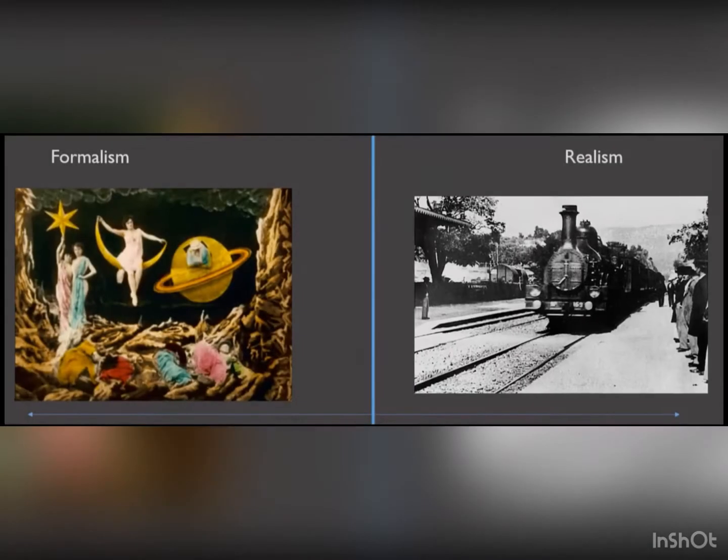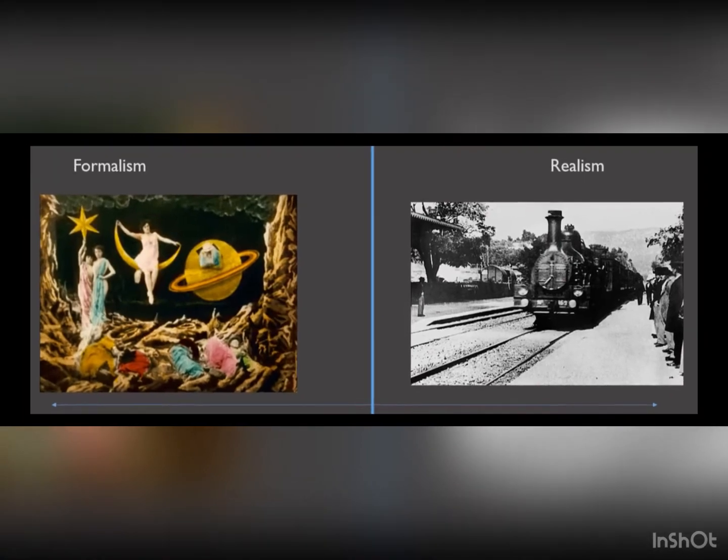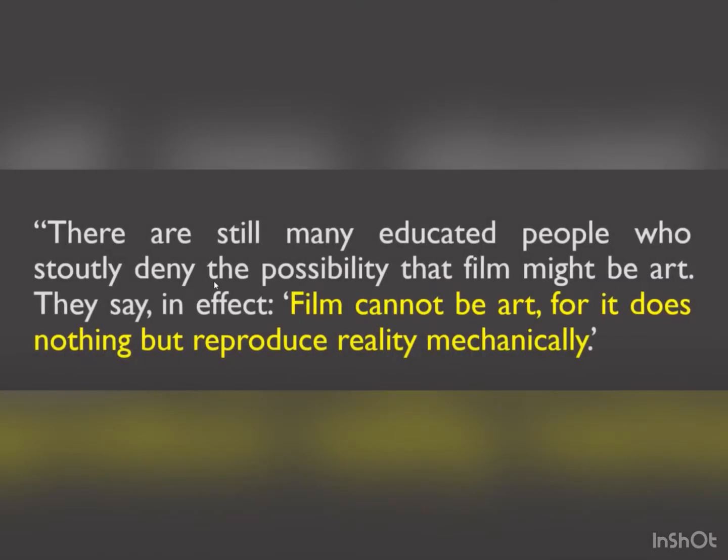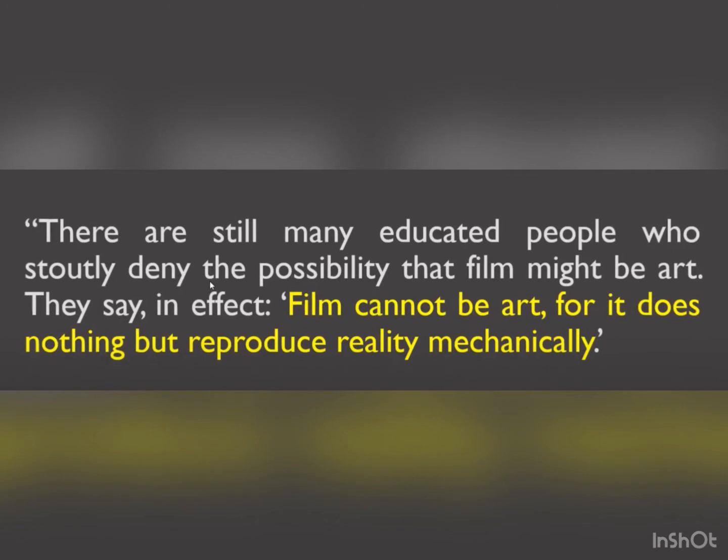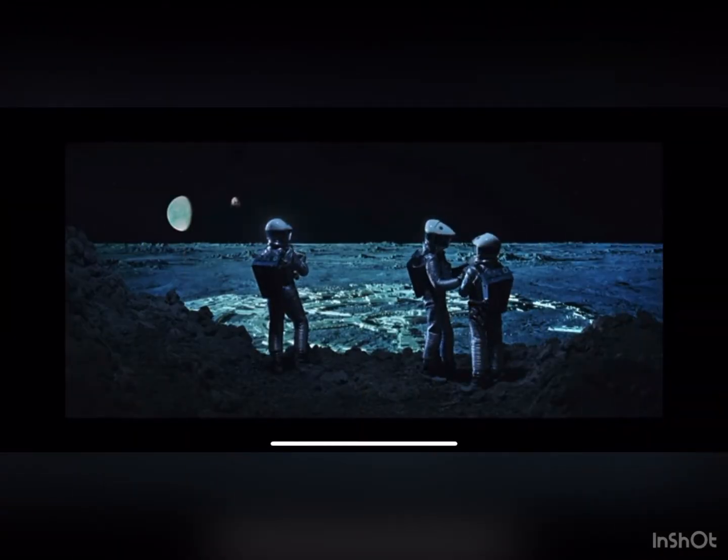The formalist theories believe that the director brings the audience an alternative reality through the use of various techniques in filmmaking. Formalism is essentially the use of filmmaking techniques and elements in order to create an artificial world.